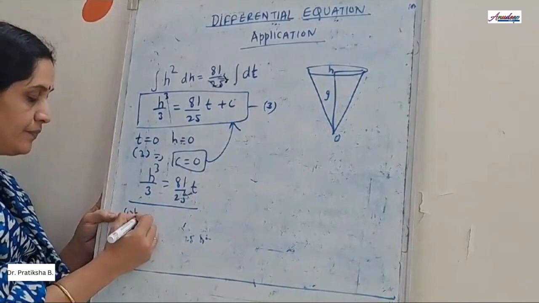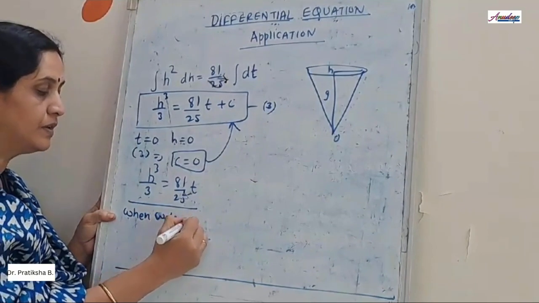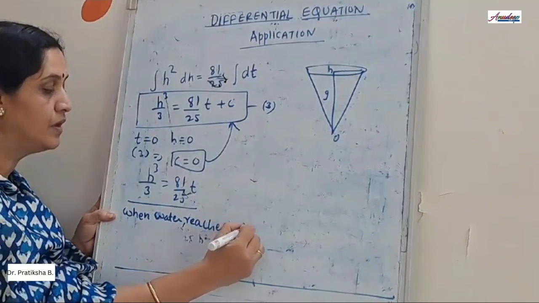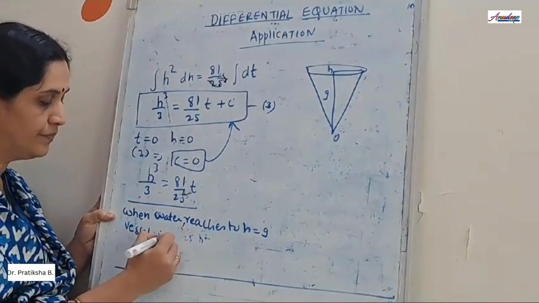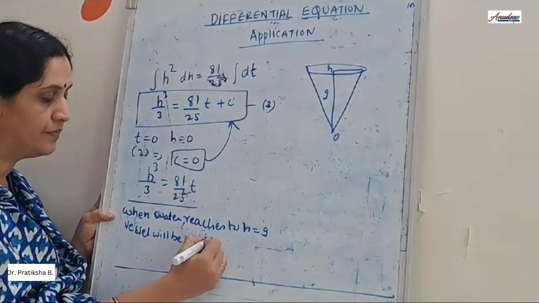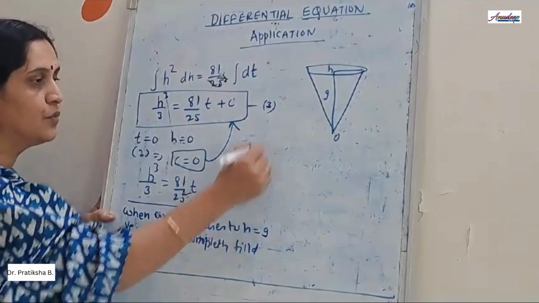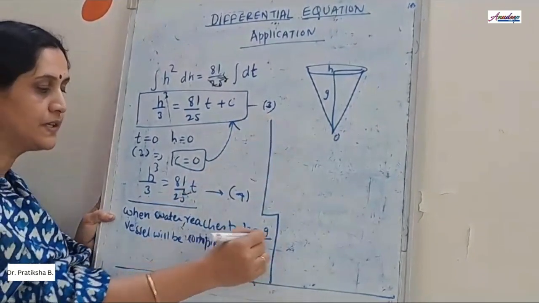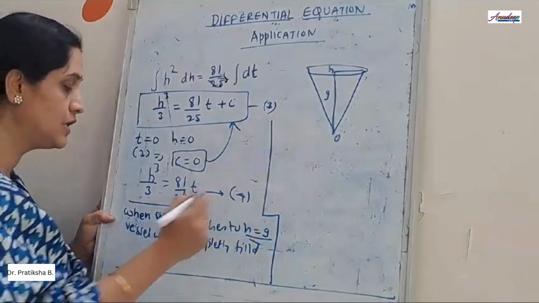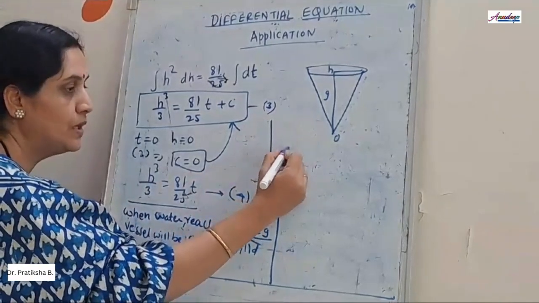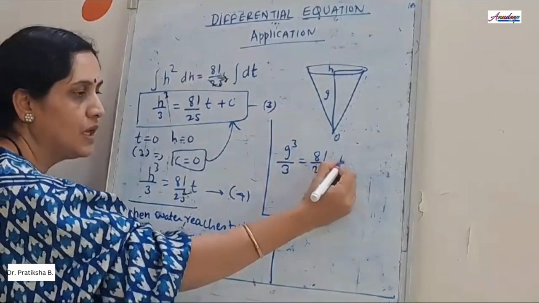So when the water reaches h is equal to 9, the vessel will be completely filled. So let me substitute in this equation 4 the value of h as 9 so that we can figure out at what time it will be completely filled. So in 4, if I substitute h is equal to 9, it will be h cube, that is 9 cube upon 3 is equal to 81 upon 25 into t.